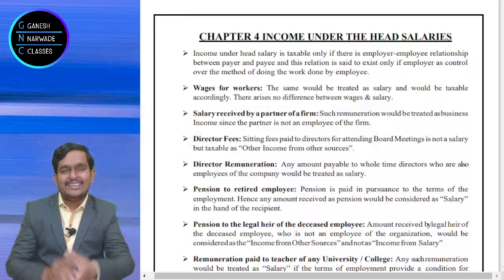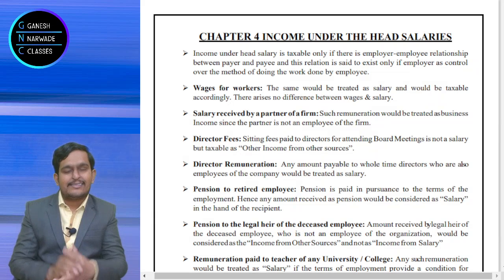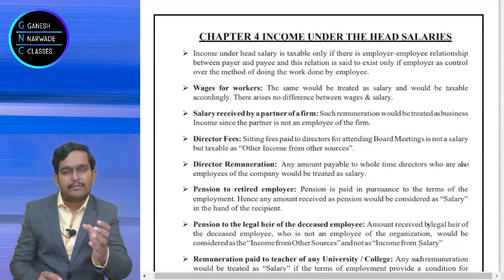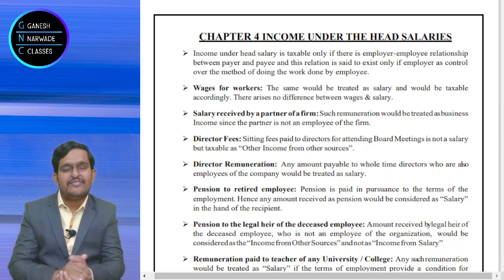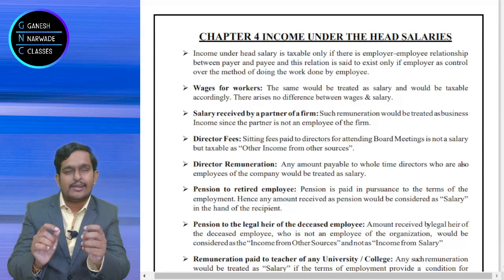Welcome everybody, and today we are going to revise the chapter called salary. Yes, this will be coming in two different parts. The first one includes retirement benefits and allowances, and the second one will have all the perquisites for your salary.